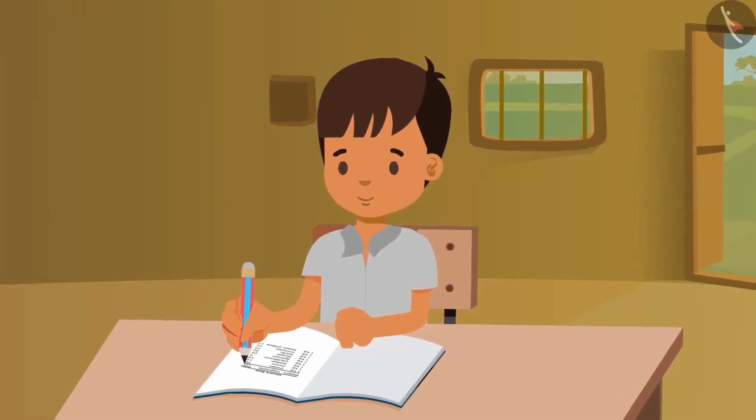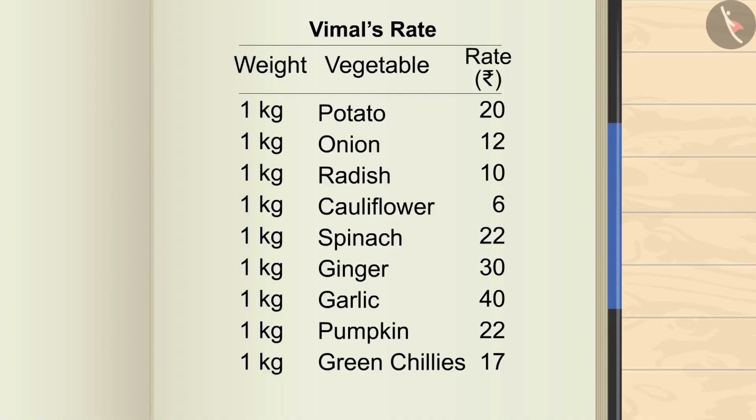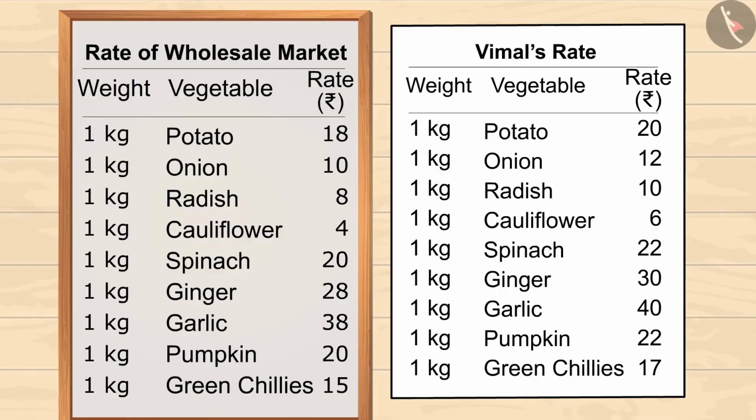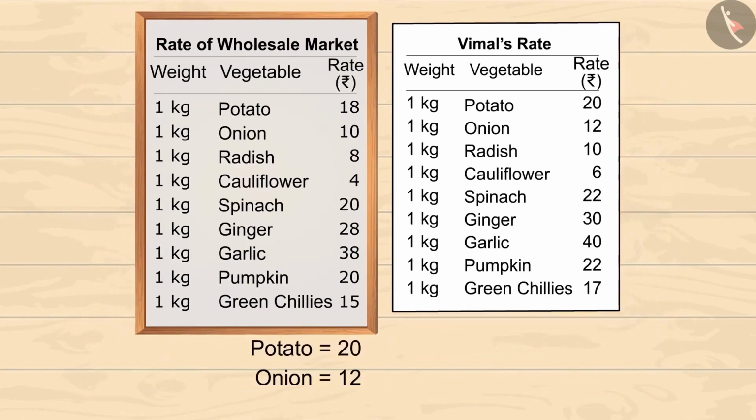After returning home, Vimal prepared a list like this. Kids, can you tell the difference between the two lists? You can pause the video to find out the difference. For example, look at the prices of potato and onion. Yes, Vimal has increased the prices of all the vegetables by 2 rupees. This extra money is Vimal's daily earnings.